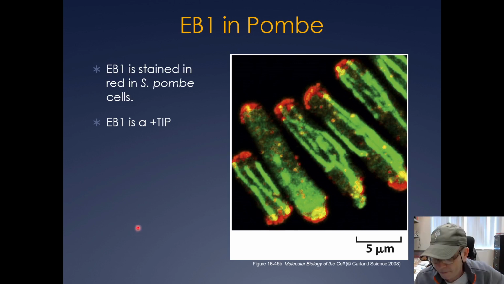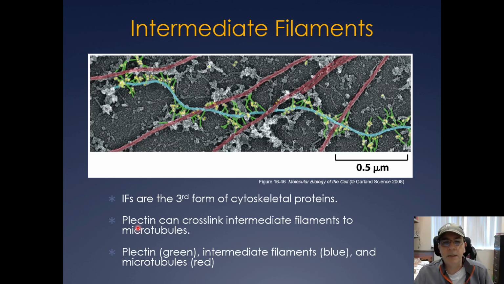Okay. You also have intermediate filaments, and it turns out there are cross-linking proteins that help cross-link the intermediate filaments to other cytoskeletal proteins. Okay, so this protein plectin can cross-link the intermediate filaments to the microtubules, and that's shown here in green. So here in blue you have the intermediate filament, and in red you have your microtubules, and plectin here is cross-linking the intermediate filaments to the microtubules, and that helps give the cell a lot more rigidity.